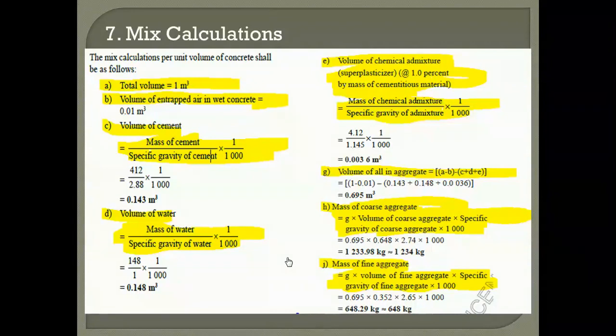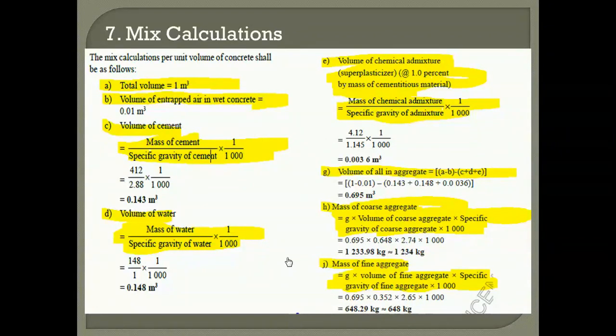Next, volume of cement. How to find the volume? Mass of the cement by specific gravity into 1 by 1000. Remember the formula. Mass of cement, we found in the example somewhere around 328. Don't take these values, okay, these values are not related to the example that I have given. So whatever mass of cement you obtain, divided by specific gravity of cement, which will be given in the codebook itself, in the data, into 1 by 1000, you will get the volume.